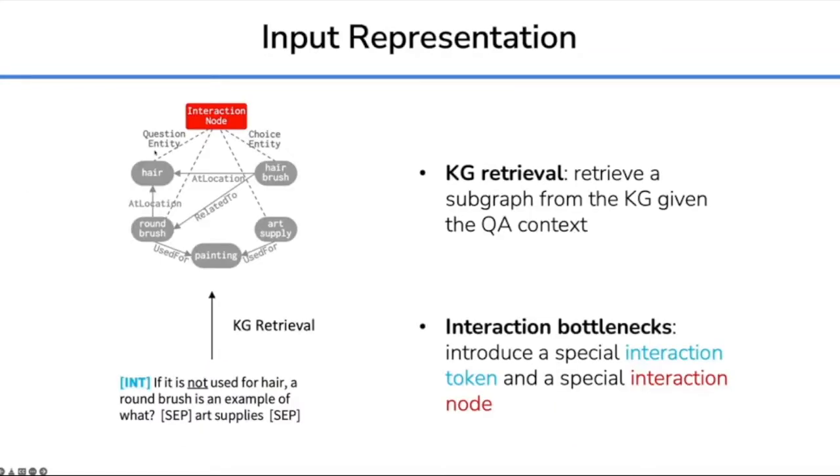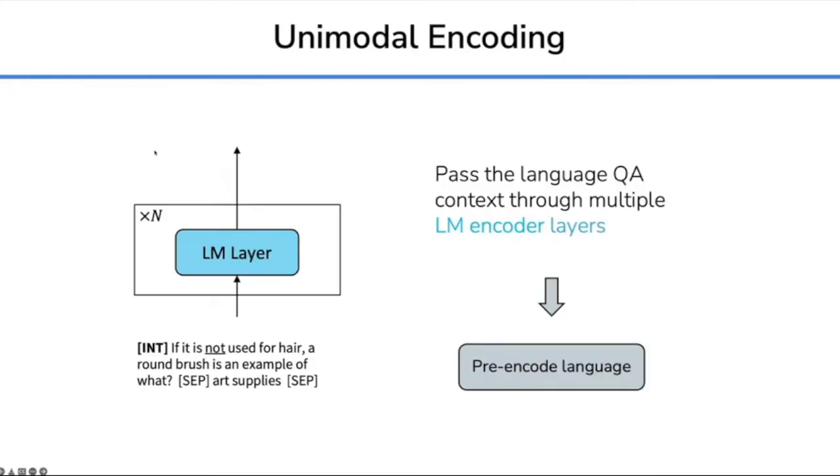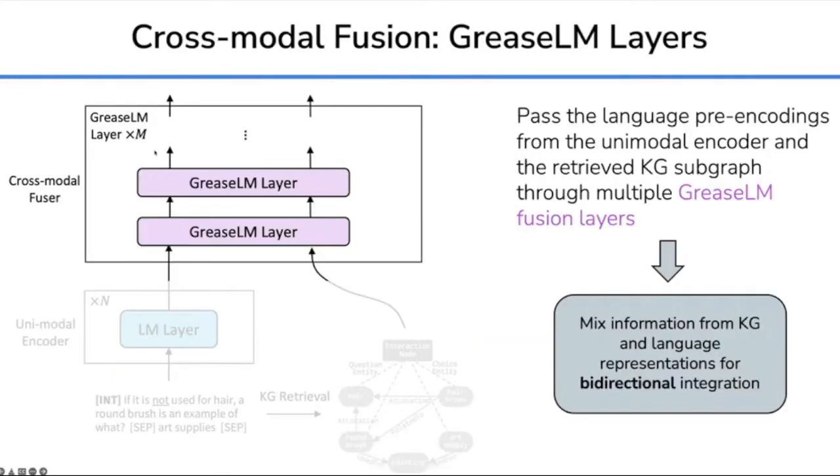Given the QA context, we first retrieve a subgraph from the KG. Then we introduce a special interaction token and a special interaction node. The language QA context is first pre-encoded. Then a cross-modal fusion component bidirectionally integrates the language pre-encodings and the retrieved KG subgraph through multiple GreaseLM fusion layers.